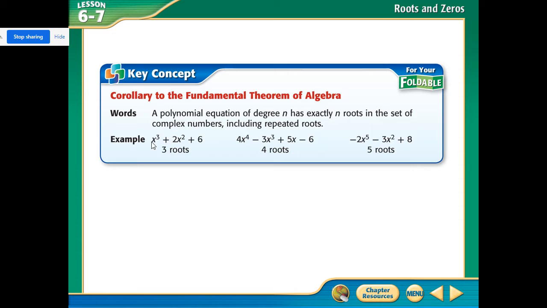So a third degree polynomial will have 3 roots. A fourth degree will have 4. A fifth degree will have 5. And we're going to be looking to solve for all of these. So whatever the highest degree is, that's how many answers we should end up getting.